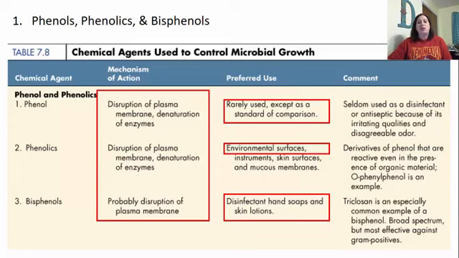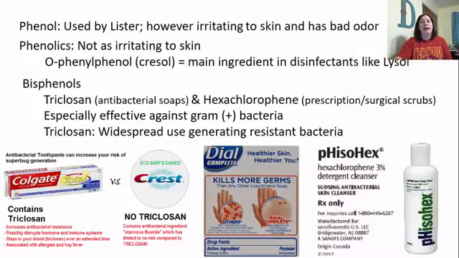The phenolics are going to be for environmental surfaces like instruments, some skin surfaces, viruses, and mucous membranes. This is a derivative of phenol that is active even in the presence of organic materials. Bisphenols are going to disinfect. They're going to be disinfectant hand soaps and skin lotions. Triclosan is an especially common example of this. It's broad spectrum and it's most effective against gram-positive bacteria.